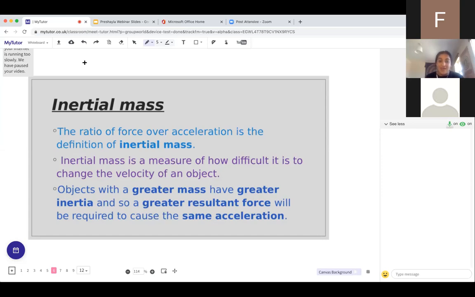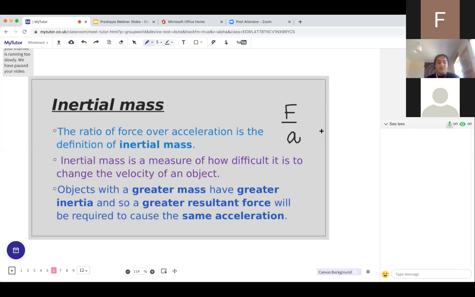Right? I have to put more effort in to accelerate a car than I do for a ball, which makes sense because the mass of the car is much higher than the mass of the ball. So I have to put more effort in to move a bigger mass. But we call it the inertial mass. It's very, very similar to mass, but it's more thinking about how difficult it is to make the object move. Okay. Now the inertial mass is defined as the ratio of force over acceleration. So the ratio of force over acceleration. Remember, ratio is just a division. So F divided by A is the inertial mass.